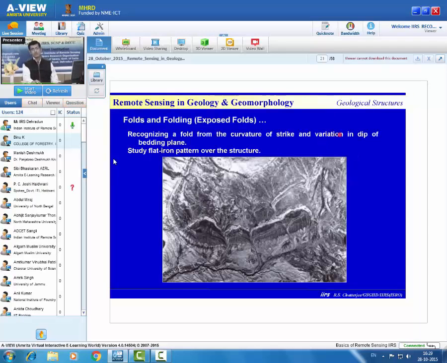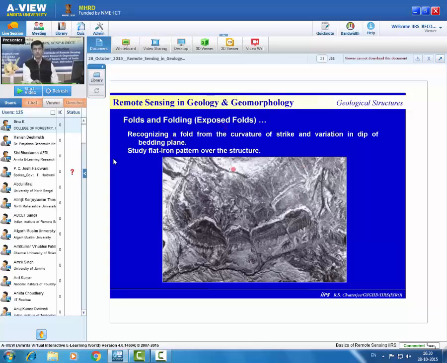Now we are coming to the geological structural interpretation. So we discussed the basic interpretation elements, these direct interpretation elements, indirect interpretation elements, followed by how to interpret the different rock types, broadly igneous, metamorphic and sedimentary rocks. Now, how different geological structures? Broadly, we will be discussing the folds, faults, lineaments.